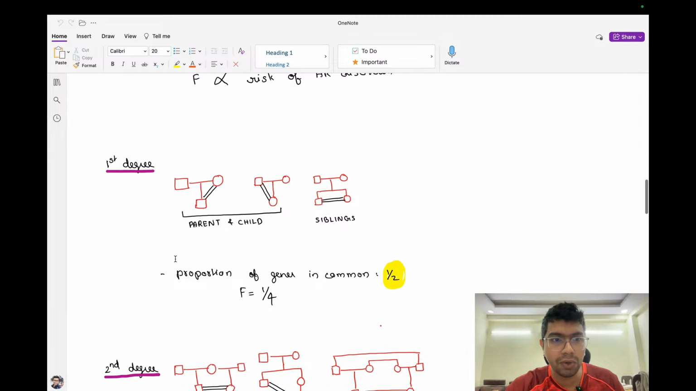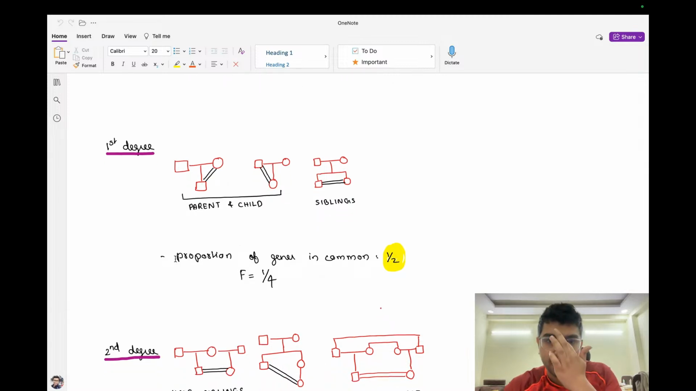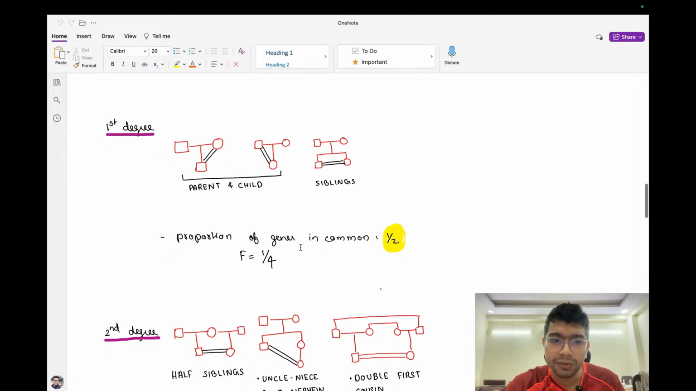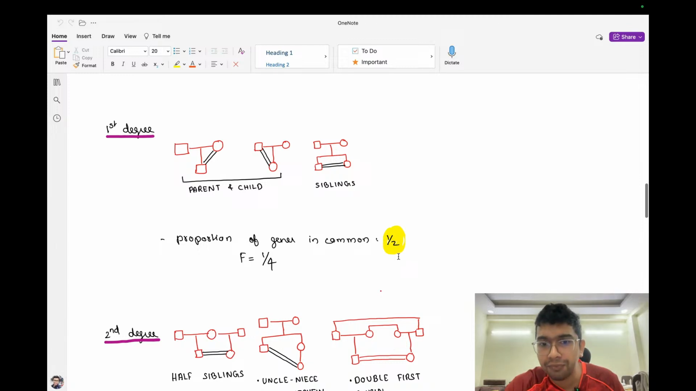Now let's move on to first degree consanguinity. It's rare in India, for that matter it's rare in the world also. It means there is a relation between father and daughter, mother and son, or siblings. Why is it important? Because how much genetic material will be common between a mother and son? It will be half, right? Father and daughter, it will be half, right? What is the genetic material that is common for siblings? It will be half. So the proportion of genes in common will be half.